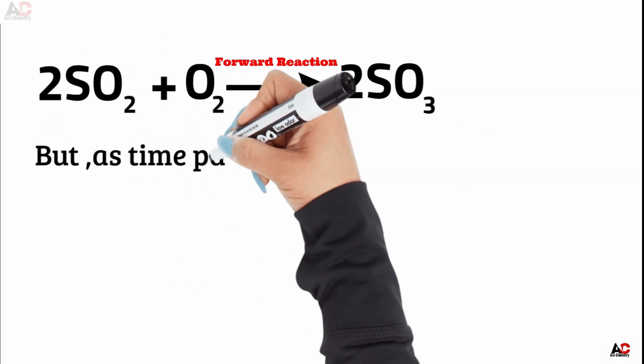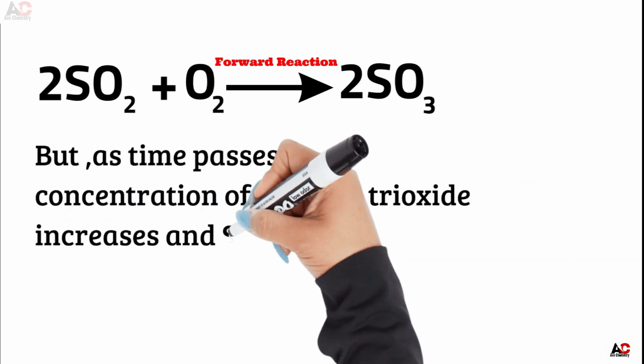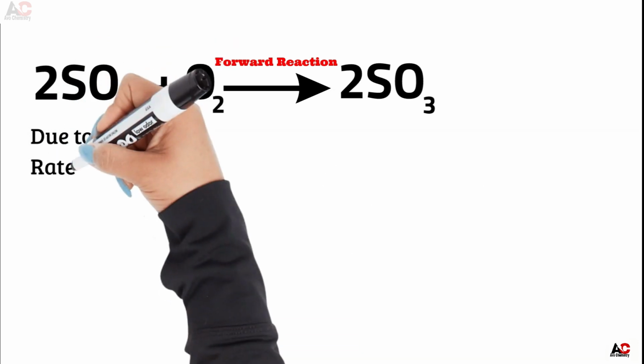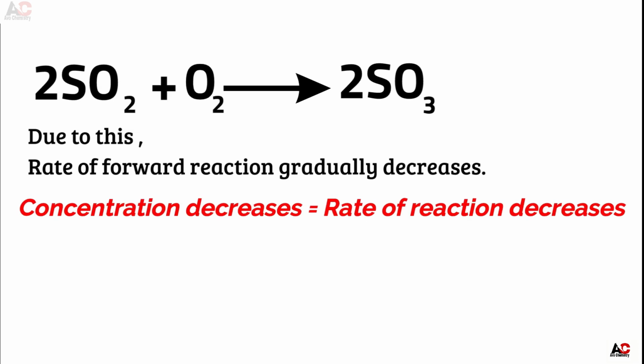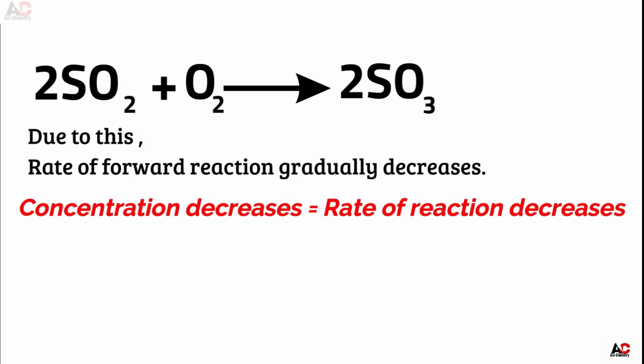But as time passes, the concentration of SO3 increases and SO2 and O2 decrease. Due to this, the rate of forward reaction gradually decreases. Means, as concentration decreases, the rate of reaction decreases. The rate of any chemical reaction depends on the concentration of the reactants.